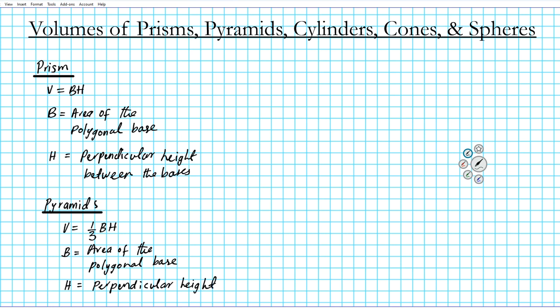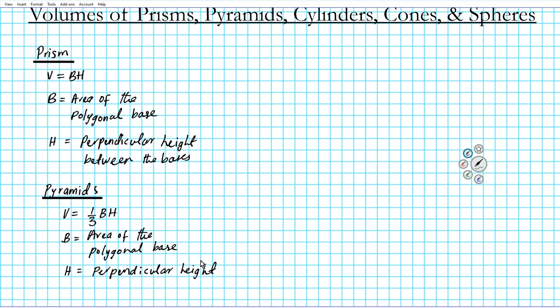because you have some pyramids that slant, right? So in that case, you're not looking at slant height, you're looking at the perpendicular height from the base to the apex. You see the difference between this and the prism. The prism is the perpendicular height between the bases, the congruent bases, and then the pyramid is the perpendicular height from the base to the apex.